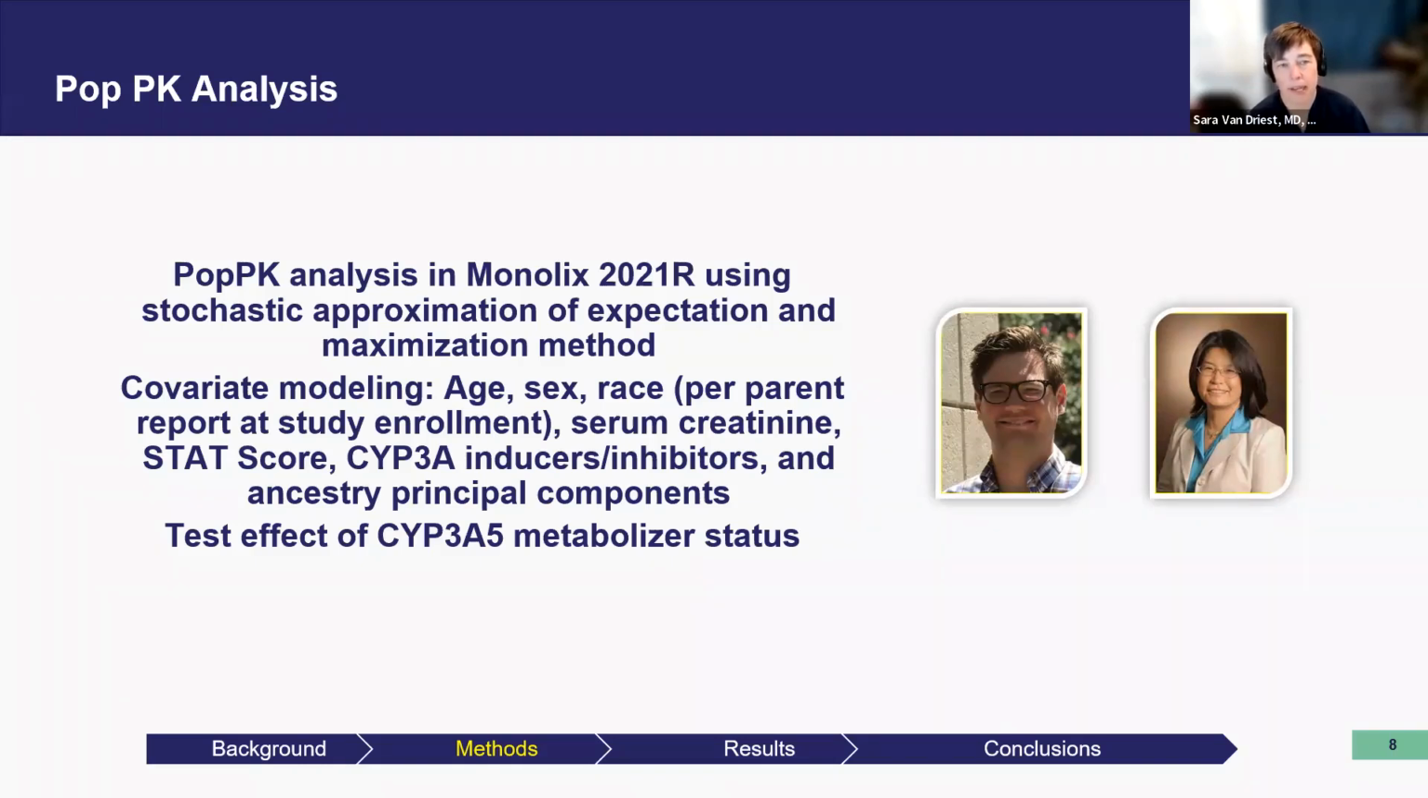So the PopPK analysis was done in Monolix 2021R. And again, you can see the covariates that are listed there on the slide. We specifically were interested and wanted to test the effect of CYP3A5 metabolizer status in the model.